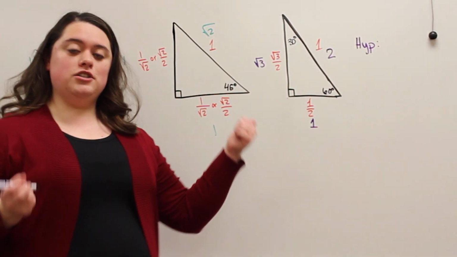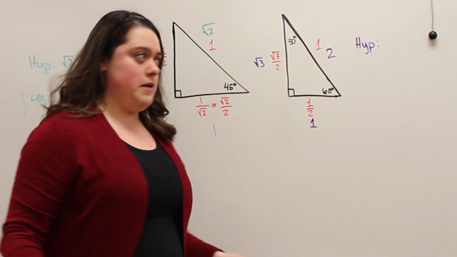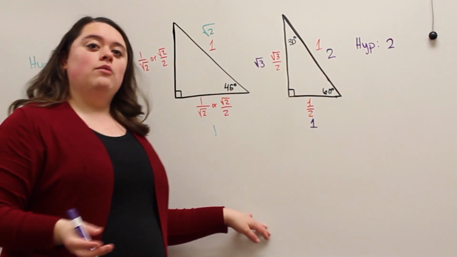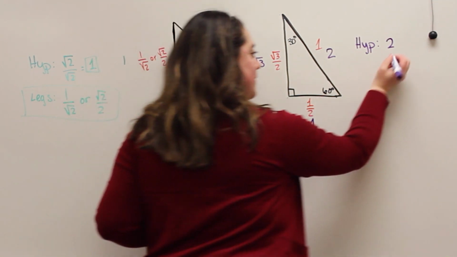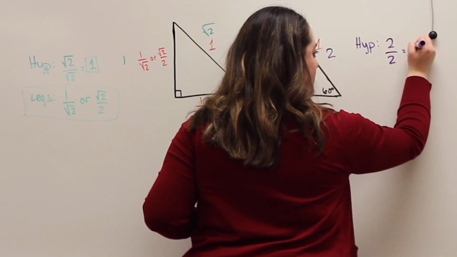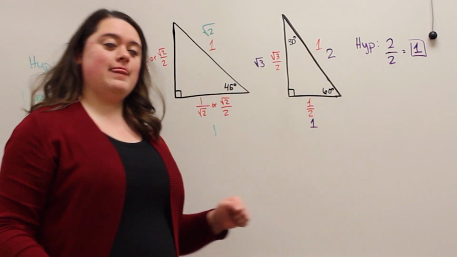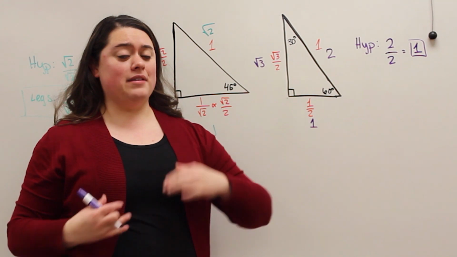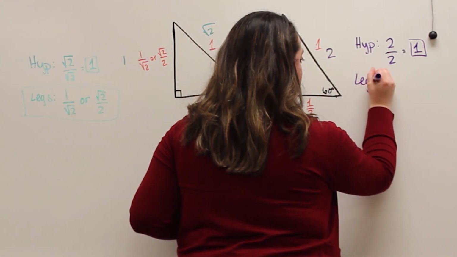I want to turn this into a unit triangle, so my hypotenuse length needs to be 1. Well, how do I do that when it's currently 2? Well, 2 divided by 2 is the same thing as 1. Which is what we were looking for. Now, because I did that for the hypotenuse, I must do that with each of the other legs. So let's take a look at those.